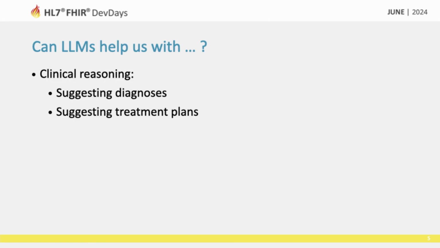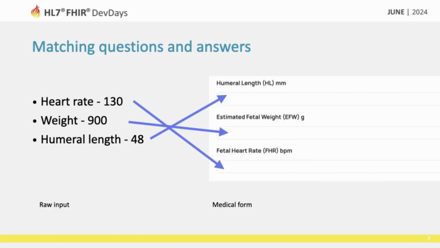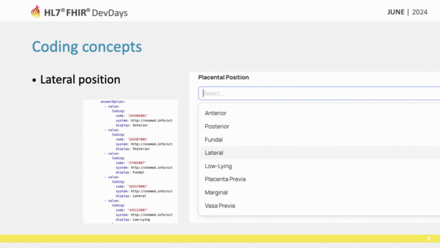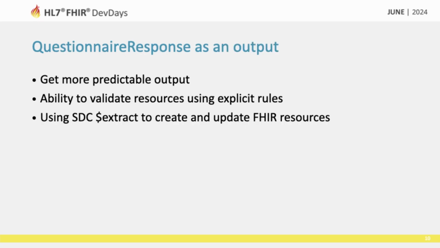So, these tasks include matching questions and answers. If we have some raw text input, we need to address information from this input to a proper part of a medical document. The second task is to encode different conditions, procedures, medications, and other concepts to a list of allowed codable concepts in this questionnaire response. And finally, we need to combine different typical template phrases to describe some common findings. So let's see how it works.